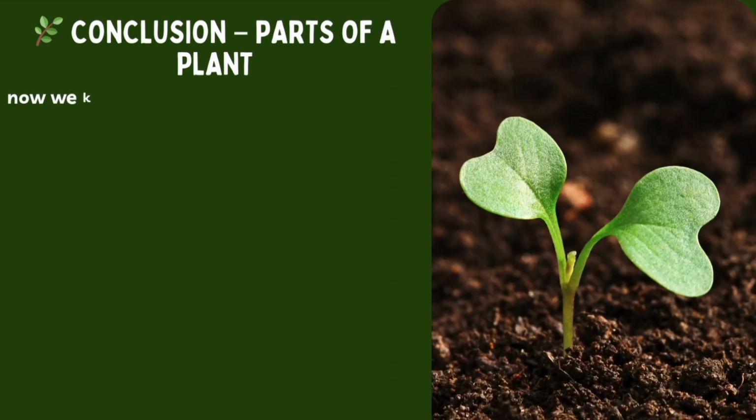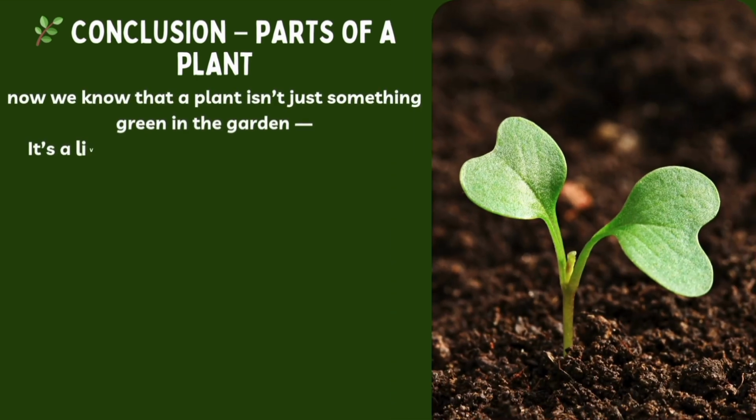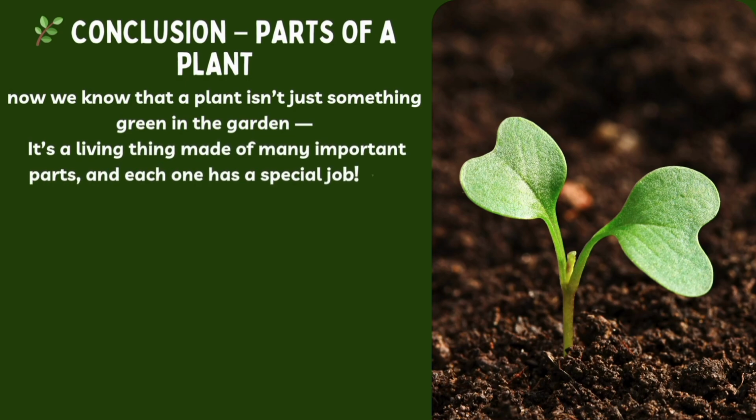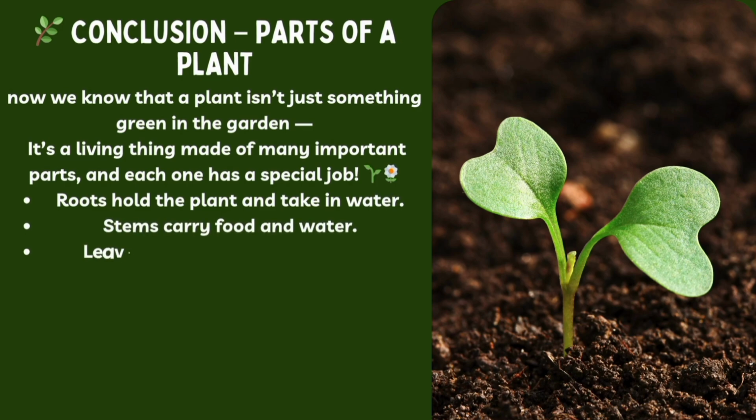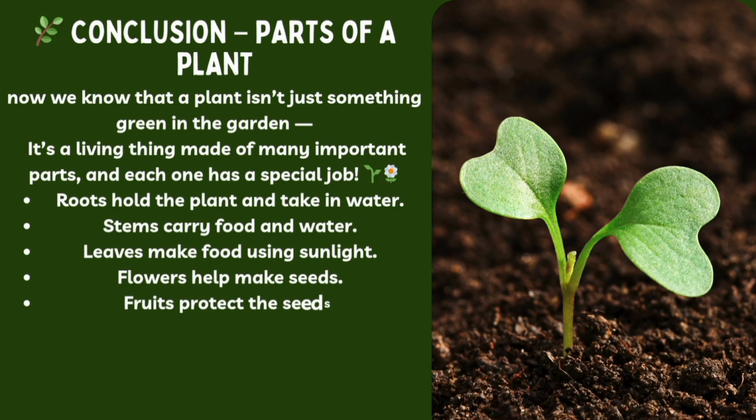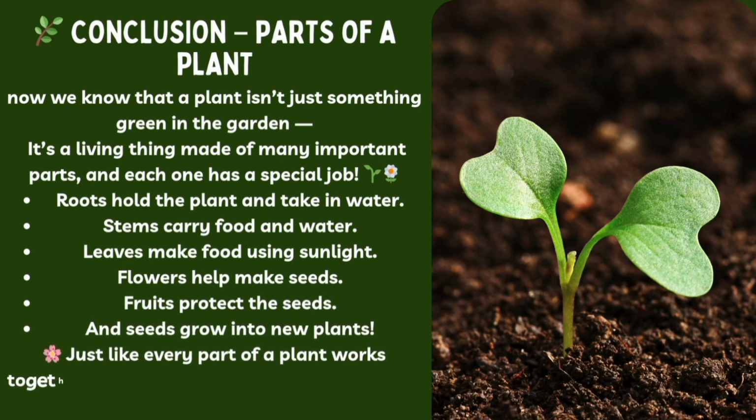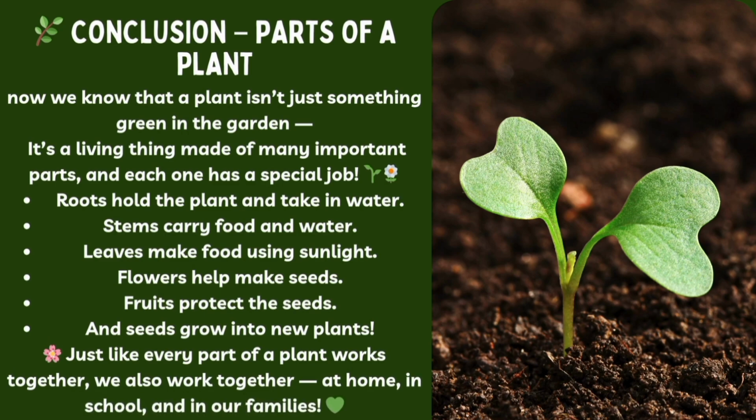So kids, now we know that a plant isn't just something green in the garden. It's a living thing made of many important parts, and each one has a special job. Roots hold the plant and take in water. Stems carry food and water. Leaves make food using sunlight. Flowers help make seeds. Fruits protect the seeds. And seeds grow into new plants. Just like every part of a plant works together, we also work together, at home, in school, and in our families.